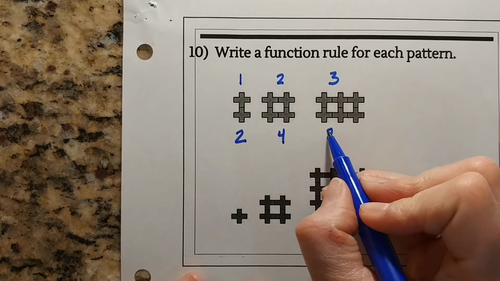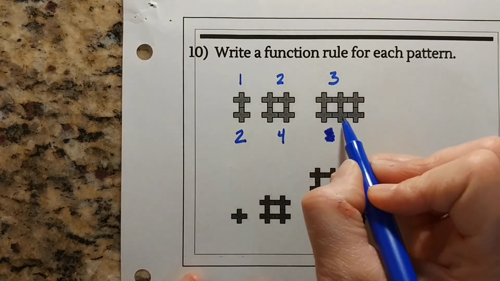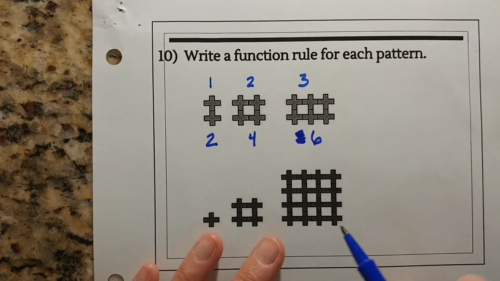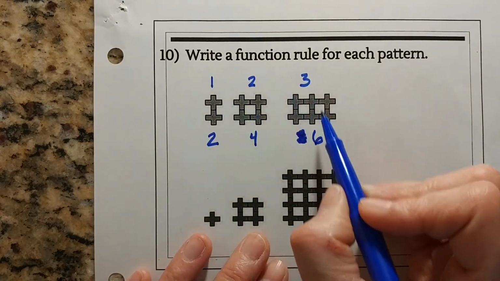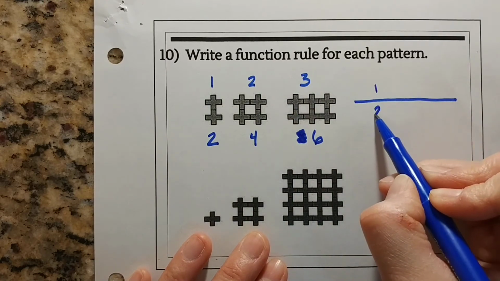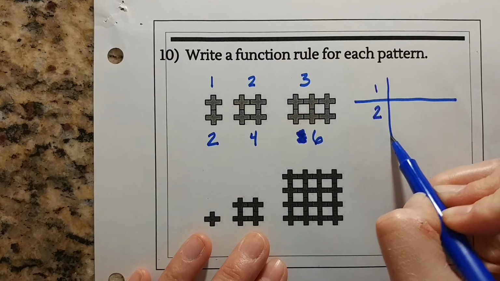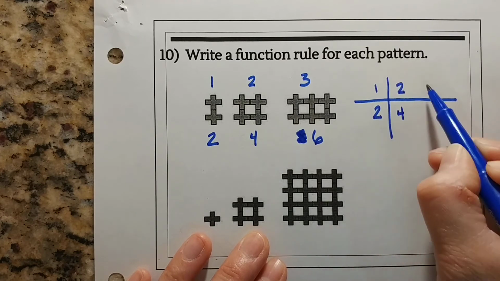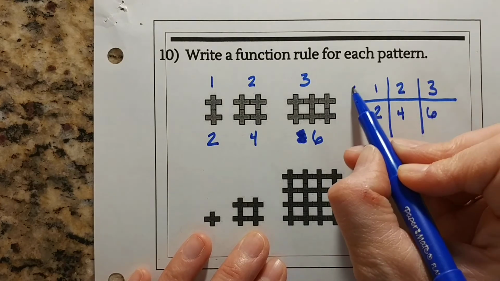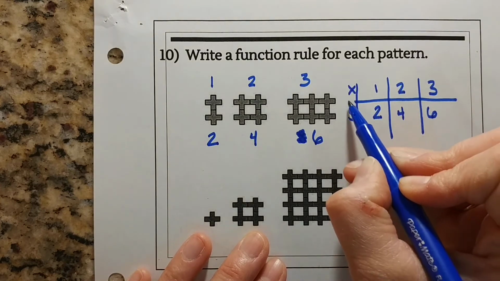Just kidding, I guess I can't count today. 1, 2, 3, 4, 5, 6. 6! Okay. So if I create a table from what I have here, I can say that figure 1 has 2 plus signs in it, figure 2 has 4 plus signs, and figure 3 has 6 plus signs. So again, always thinking of this as X and Y.